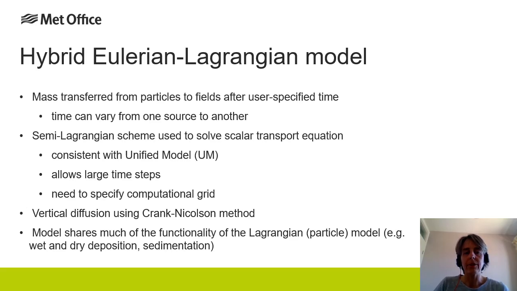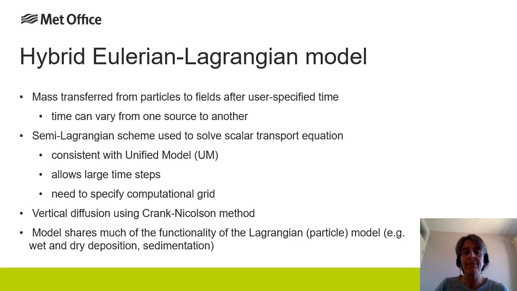An Eulerian model has been developed within NAME to represent the evolution of a scalar field. It can be used in conjunction with the Lagrangian model. That's to say that mass can be released on particles and transferred to fields after a specified time. It's fully flexible, and that time can vary from one source to another.